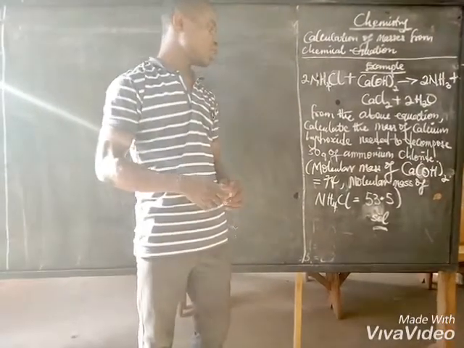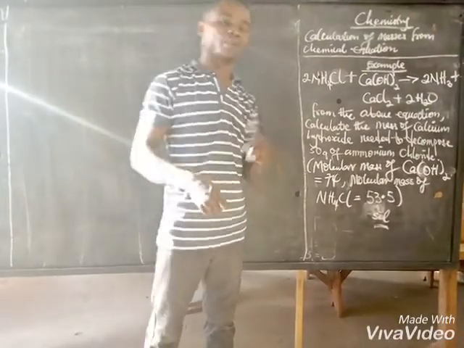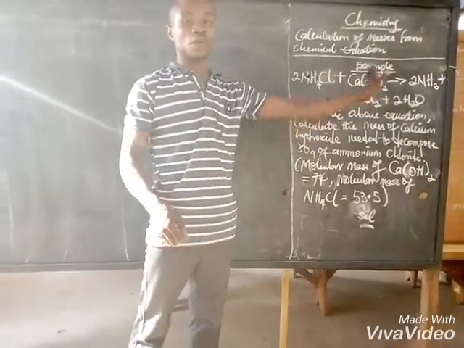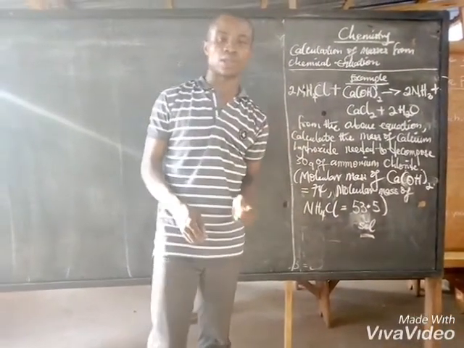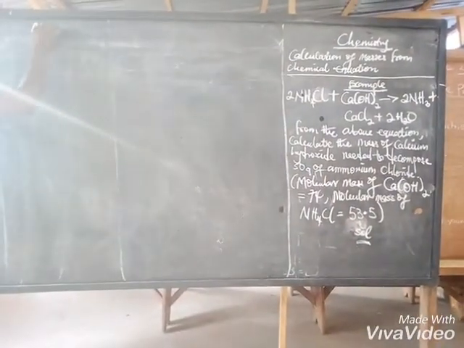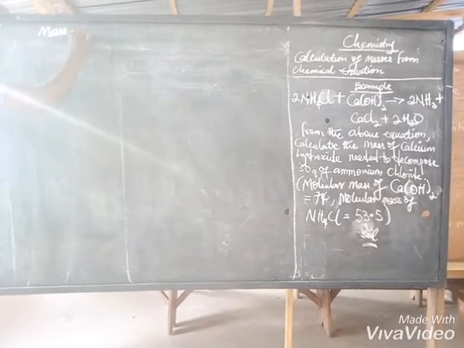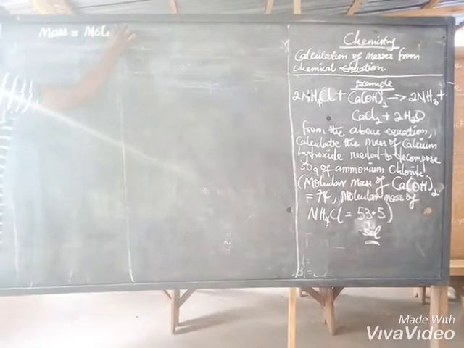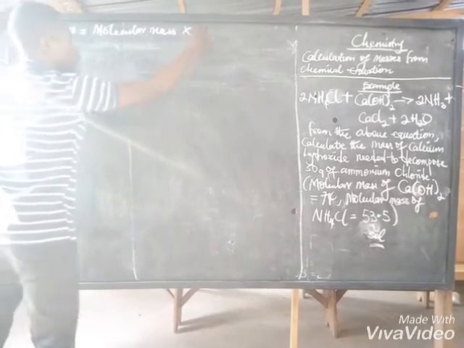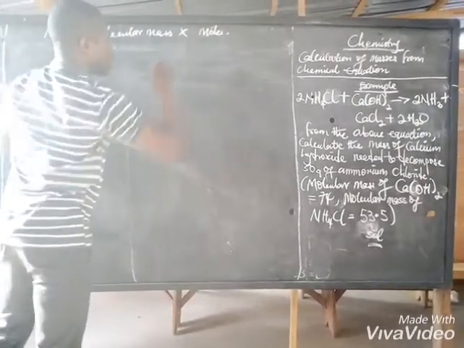Now how do we solve this? Since the question said we should calculate the mass, what we're going to do is change the moles given to us in the equation to mass. And how do we change that? We go with the formula that mass is equal to molecular mass times the number of moles.